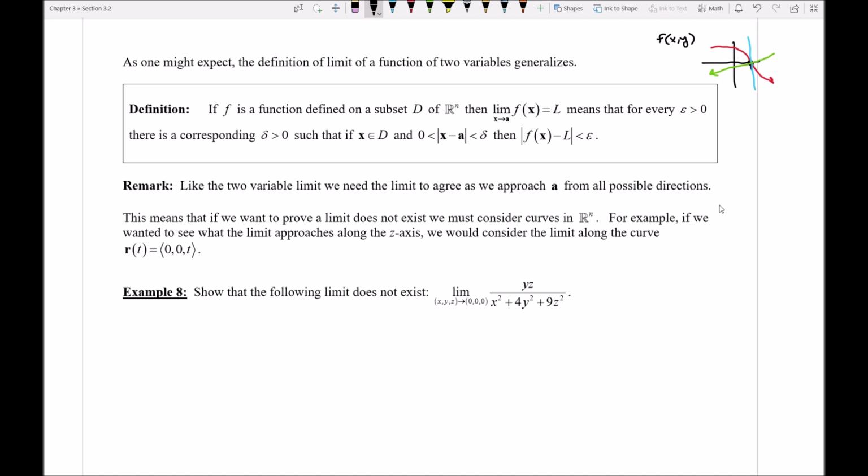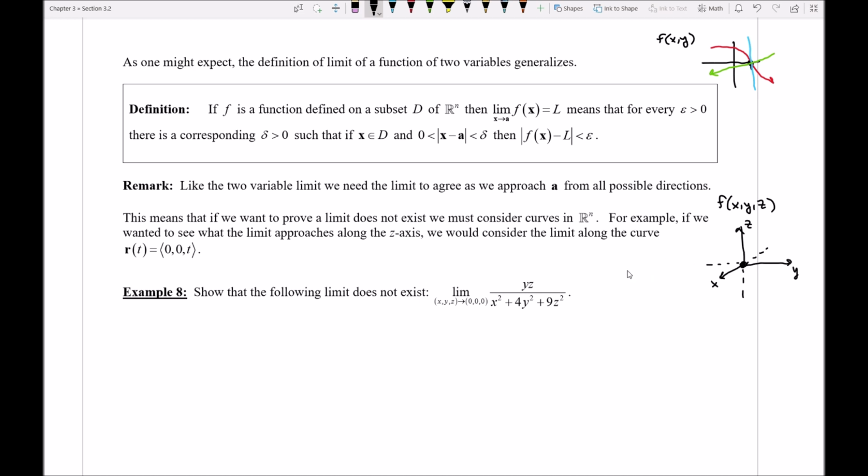Well, if I had a function like f of x, y, z, and it had three input variables, then to imagine its domain, so to speak, I'd actually have to imagine the entirety of the x, y, z coordinate system. And so in this case, if I wanted to have a limit that was approaching, say, a point like 0, 0, 0, I would have to come up with a curve or a path in 3 space that would take me to the point 0, 0, 0.